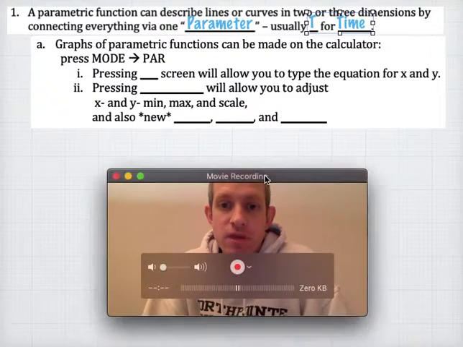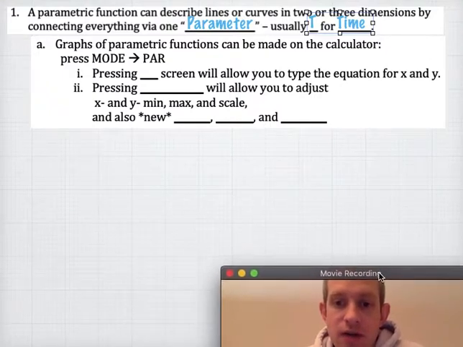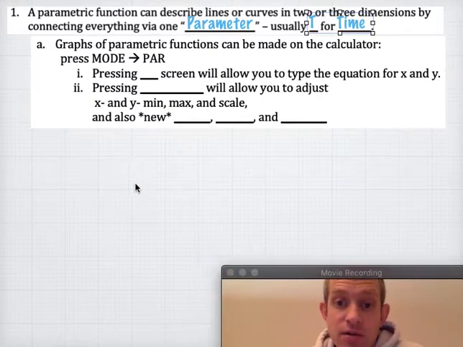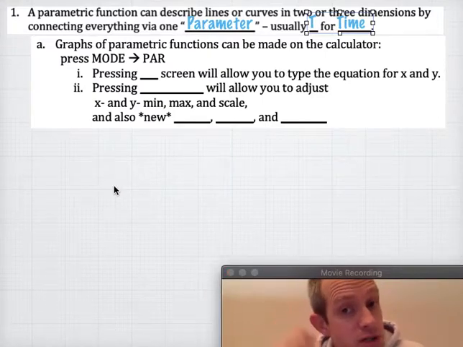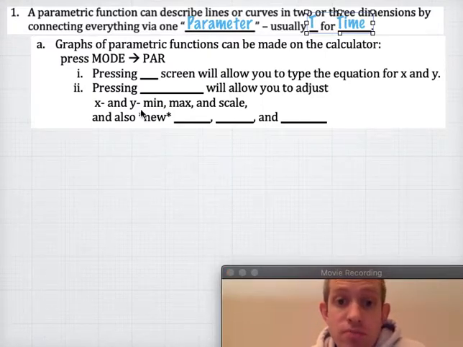So, if we make a graph using parametric equations, you can do that on the calculator by switching modes and going into parametric mode. So press mode and find the PAR option. Your calculator's probably in function. That's the most normal equation.